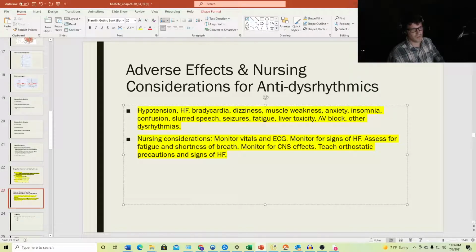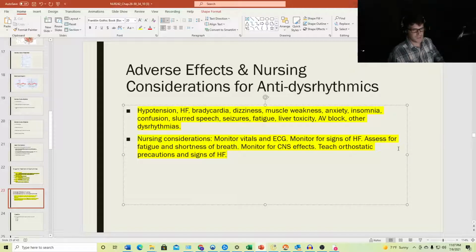And then for nursing considerations, monitor vitals and ECG. Bottom line is if you're giving these drugs in a hospital setting, they're probably going to have telemetry ordered. If they don't have telemetry ordered before you administer these drugs, then you should probably be like, hey, doctor, let's put some telemetry on these people.